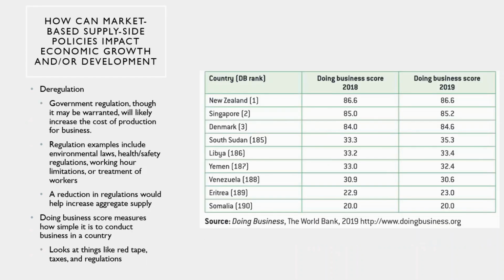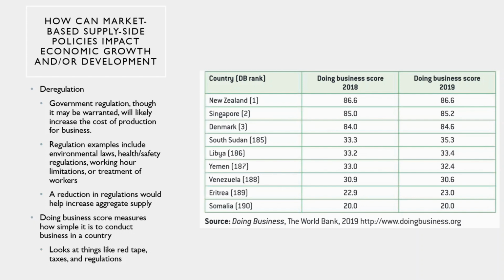Other market-based ones are deregulation. This is when the government will get rid of some laws that are regulating parts of the economy. Examples of regulation are environmental laws, health and safety laws, worker hours, stuff like that. Deregulation is you get rid of some of those laws and you make it easier for businesses to operate.